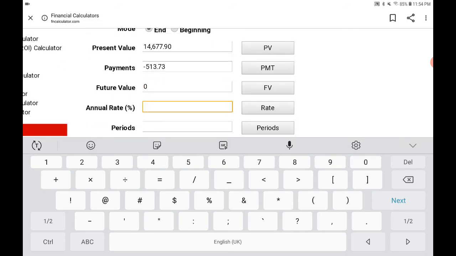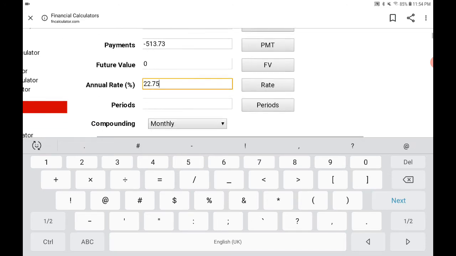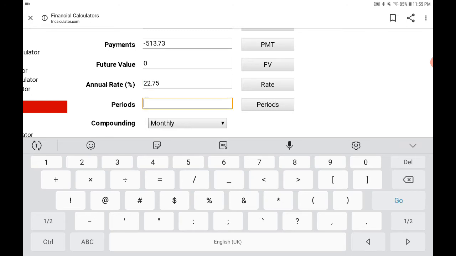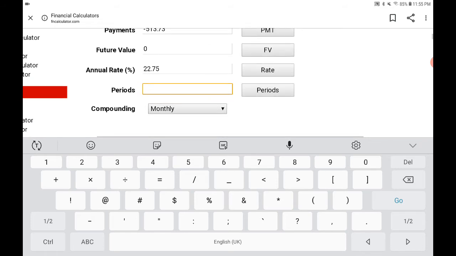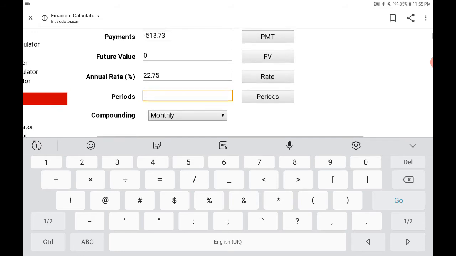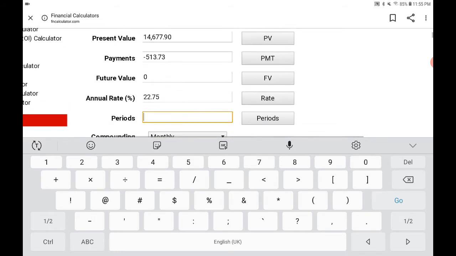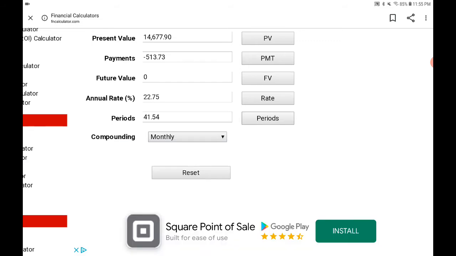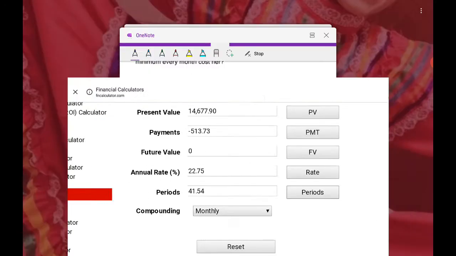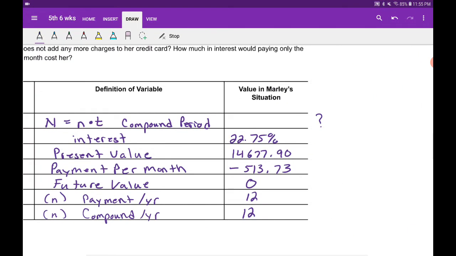Our future value, you want that to be a zero. Our interest rate is 22.75. Now remember, we're not converting this to a decimal for this calculator. Number of periods, that's what we're going to figure out here. And we're going to do monthly for the compounding. That's the PY and CY there. So figure out how many periods it takes to get this balance of 14,000 to 0. And that's going to be 41.54. All right, so we'll put that in here.